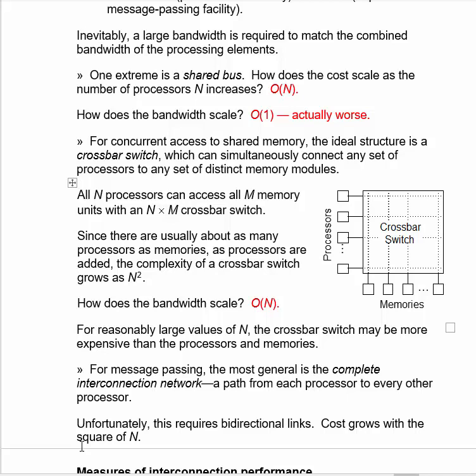The analog of a crossbar switch for message passing is the complete interconnection network, which has a path from every processor to every other processor. Let's assume that the links are bidirectional. That means that processor K can access processor N over the same link that processor N can access processor K. Now, how many bidirectional links are we going to need? Think about it. Each of the n processors needs to access n minus 1 other processors, but you don't need a link in each direction. You only need bidirectional links. So what you need is n times n minus 1 connections divided by 2 because the links are all bidirectional. Cost grows with the square of n, just like it does for a crossbar switch.